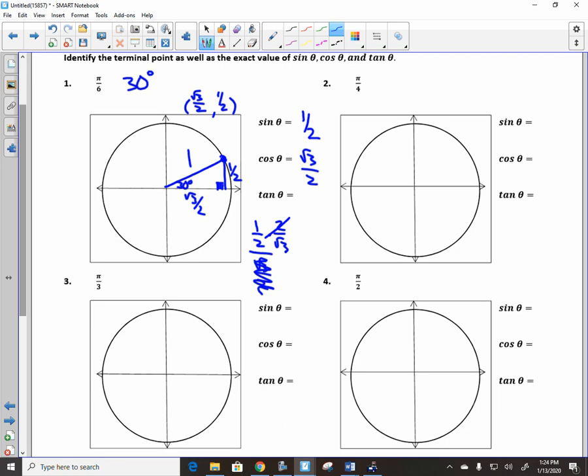The 2's cancel. Yep. And I get 1 over the root of 3. Can I leave the square root and the 3 in the denominator? So multiply top and bottom by square root of 3. Root of 3 over 3. Good.